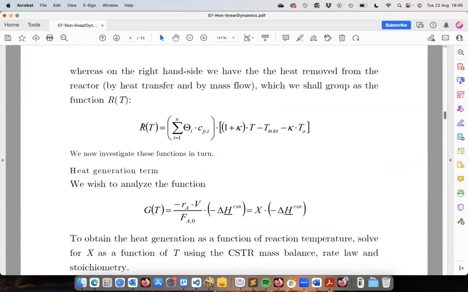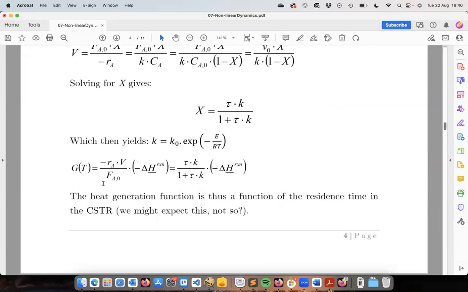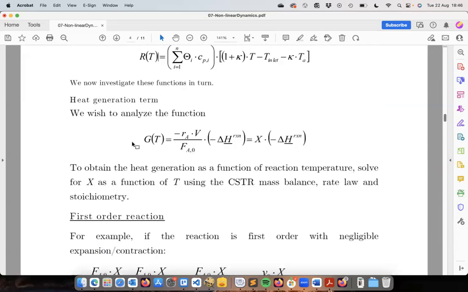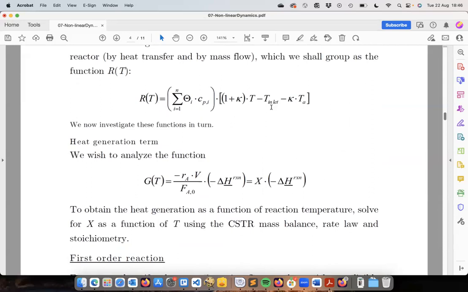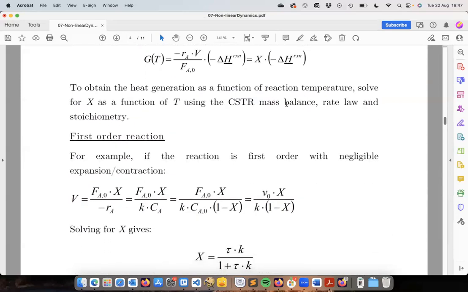We have R as a function of T, so we can plot this, and we have G as a function of T. We did say R is a nice straight line. It looks complicated with our new kappa and all that, but by the end of the day, if we read this carefully, we can see this is nothing but y equals mx plus c, right? So that's a straight line. R is just a straight line.